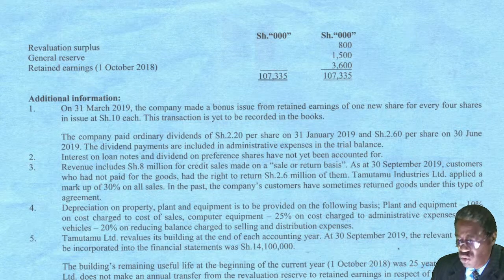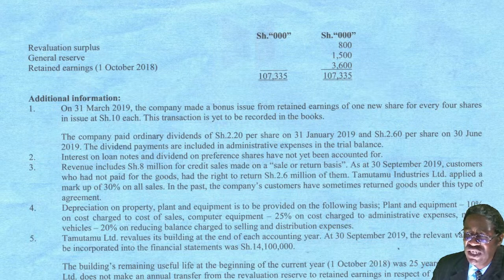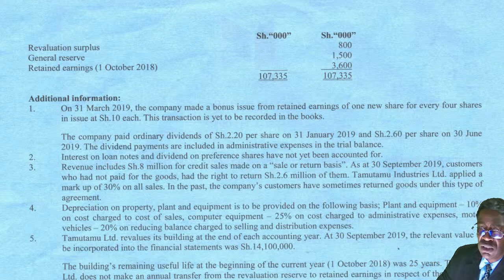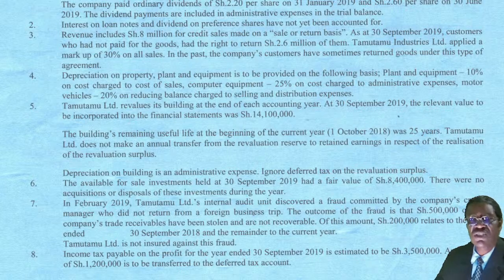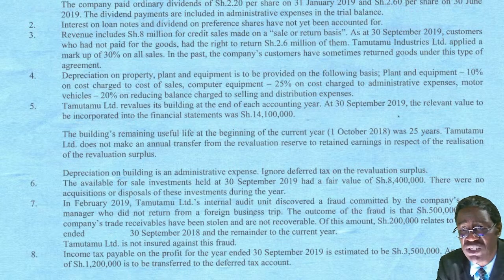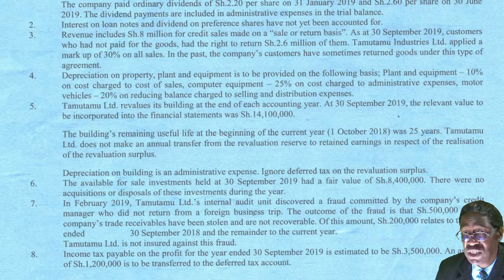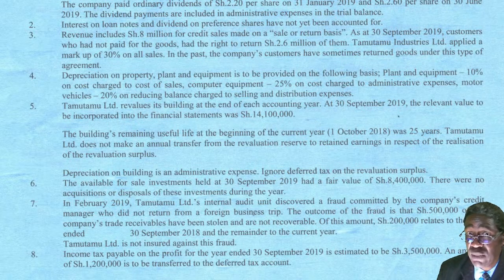Depreciation on property, plant, and equipment is to be provided on the following basis. Let me roll the question. We are reading number 4. Plant and equipment, you charge 10%, and listen, 10% on cost. And the policy of this company is to charge it where? To the cost of sales. Every time you depreciate plant and equipment, this company says you charge it to cost of sales.